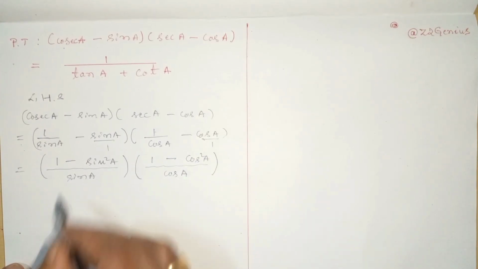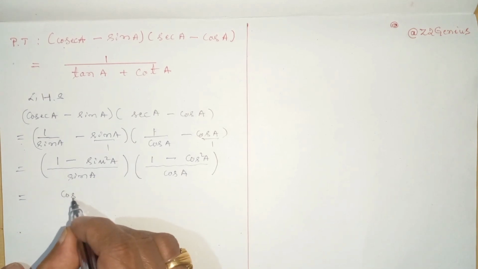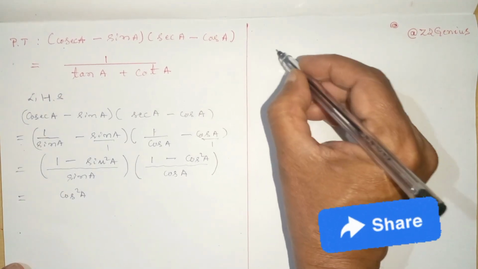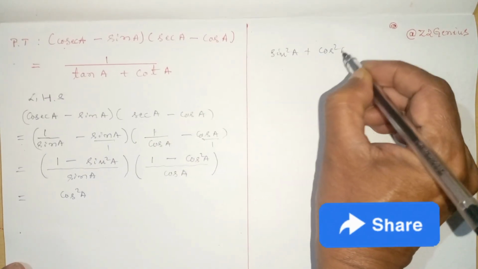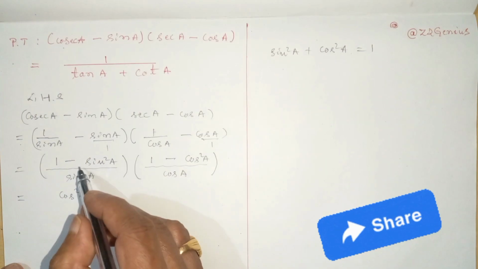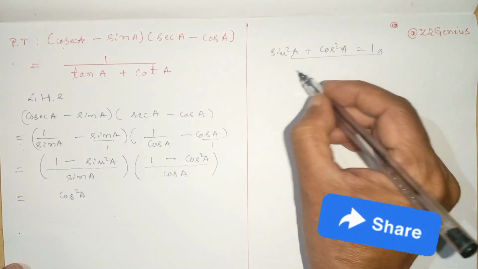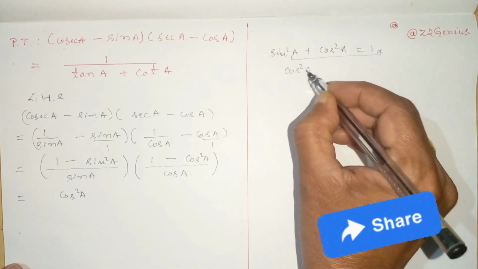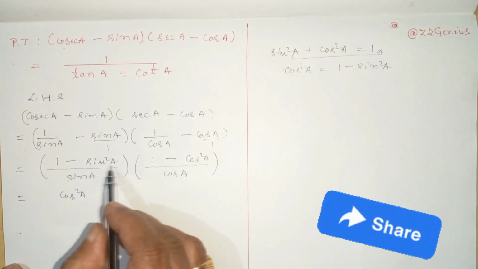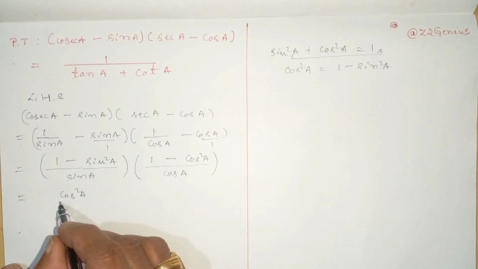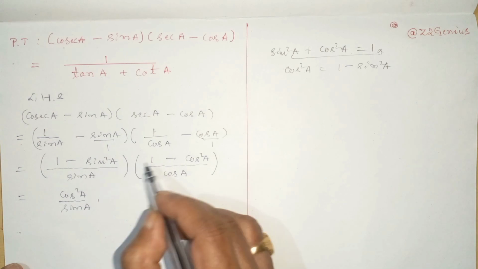Close that. Here I want to write 1 minus sin square A as cos square A. You know that relation, sin square A plus cos square A is equal to 1. Here I need 1 minus sin square A; transpose that, so 1 minus sin square A is equal to cos square A. Therefore, I am going to write cos square A divided by sin A, into 1 minus cos square A.